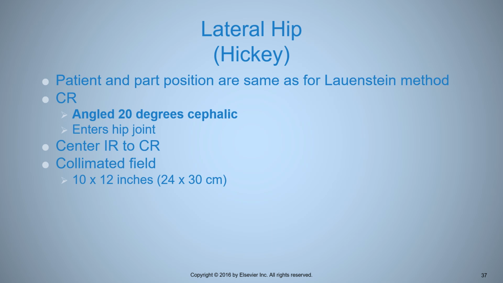All right, so if we're doing a Hickey method, it's the same positioning as a Lowenstein. We're just going to put on a 20-degree cephalad angle. In the Lowenstein, the greater trochanter is going to be superimposed on the femoral neck. If we put a 20-degree cephalad angle on the projection, it's going to separate that superimposition, and the femoral neck is going to shift superiorly to the greater trochanter.